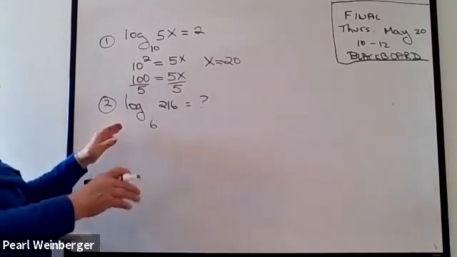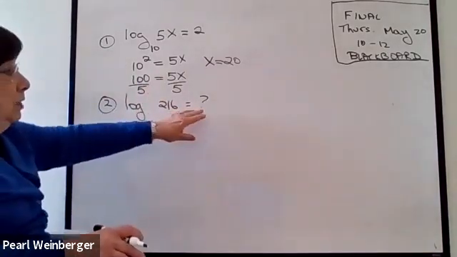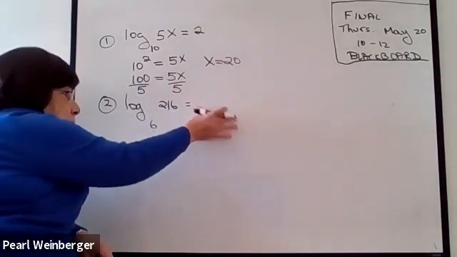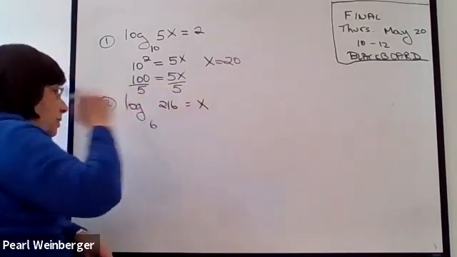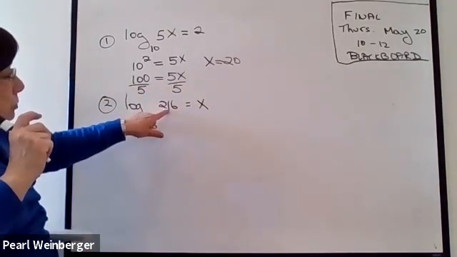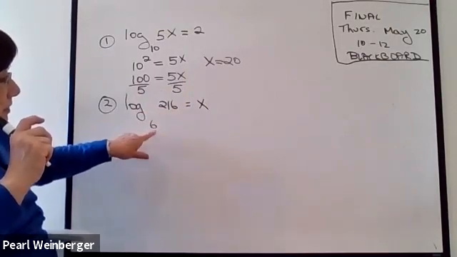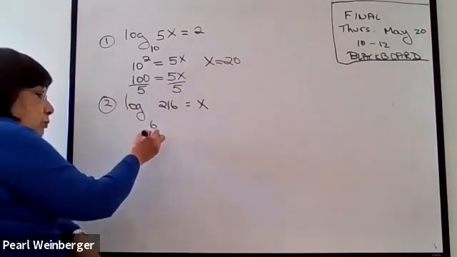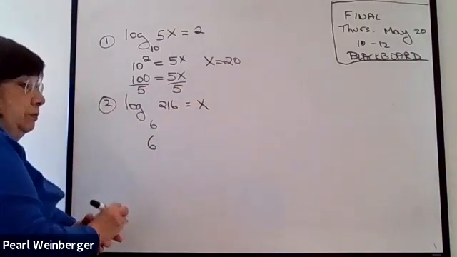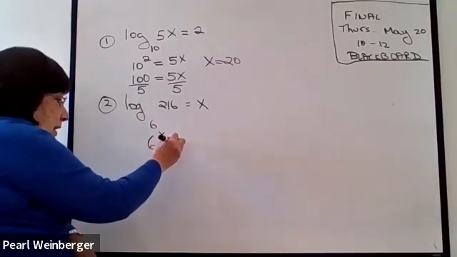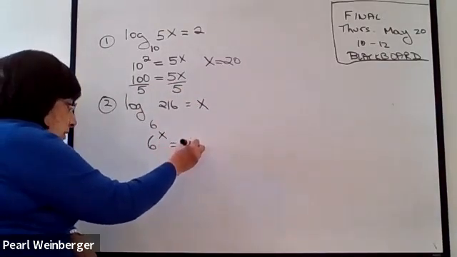Okay, so now let's look at question number 2. We don't know what this is, so let's call it our x. They wanted me to figure out what's the log of 216 in base 6. Again, we're going to change it to exponential form: 6, my base, because that's my subscript, to the x exponent equals 216.